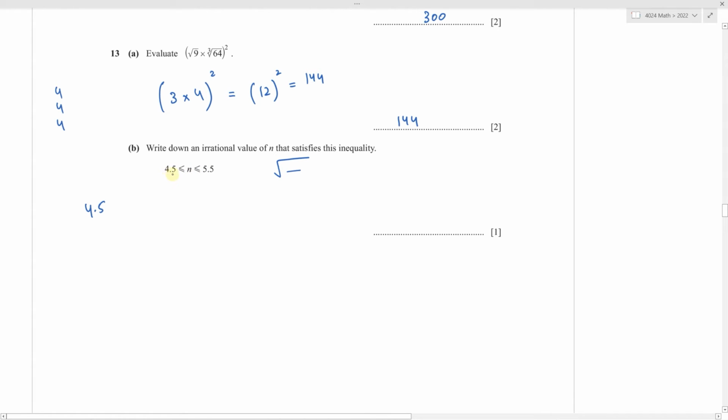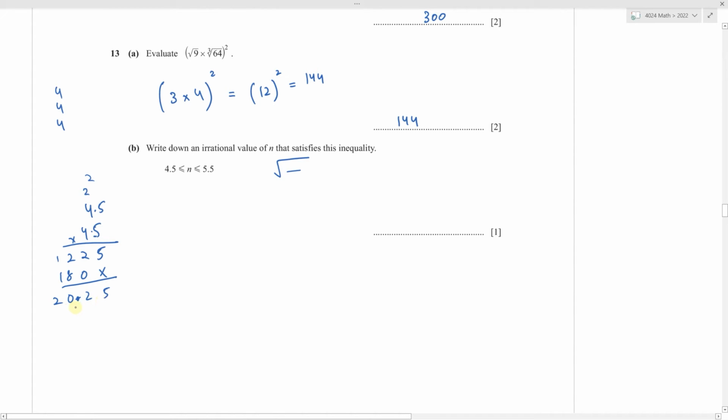So for that I'm trying to find my lower range. Lower range will be 4.5 square. So 5 fives are 25, 2 carry, 5 fours are 20, 22, multiply sign here, 5 fours are 20, 2 carry, 16, 18. 5 to 10, 1, 20, 20.25. So if I take 4.5 square, I get 20.25.